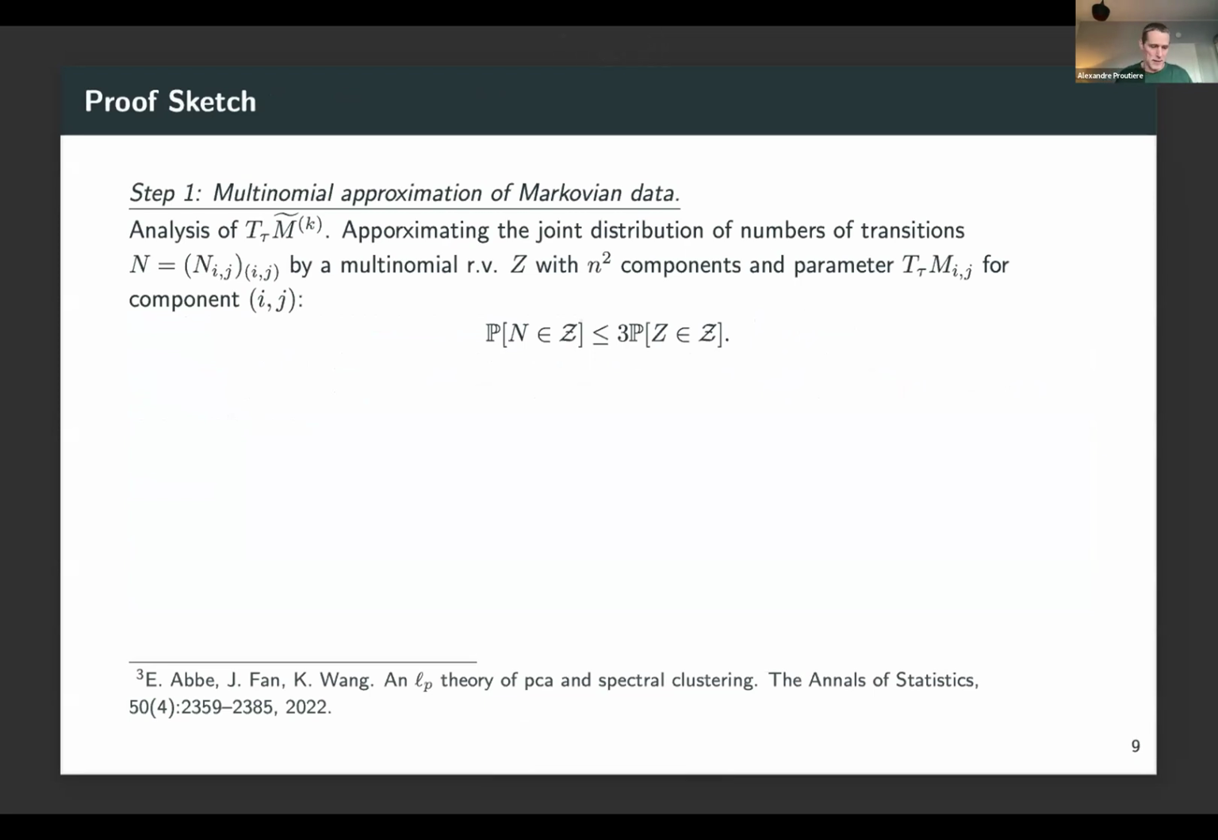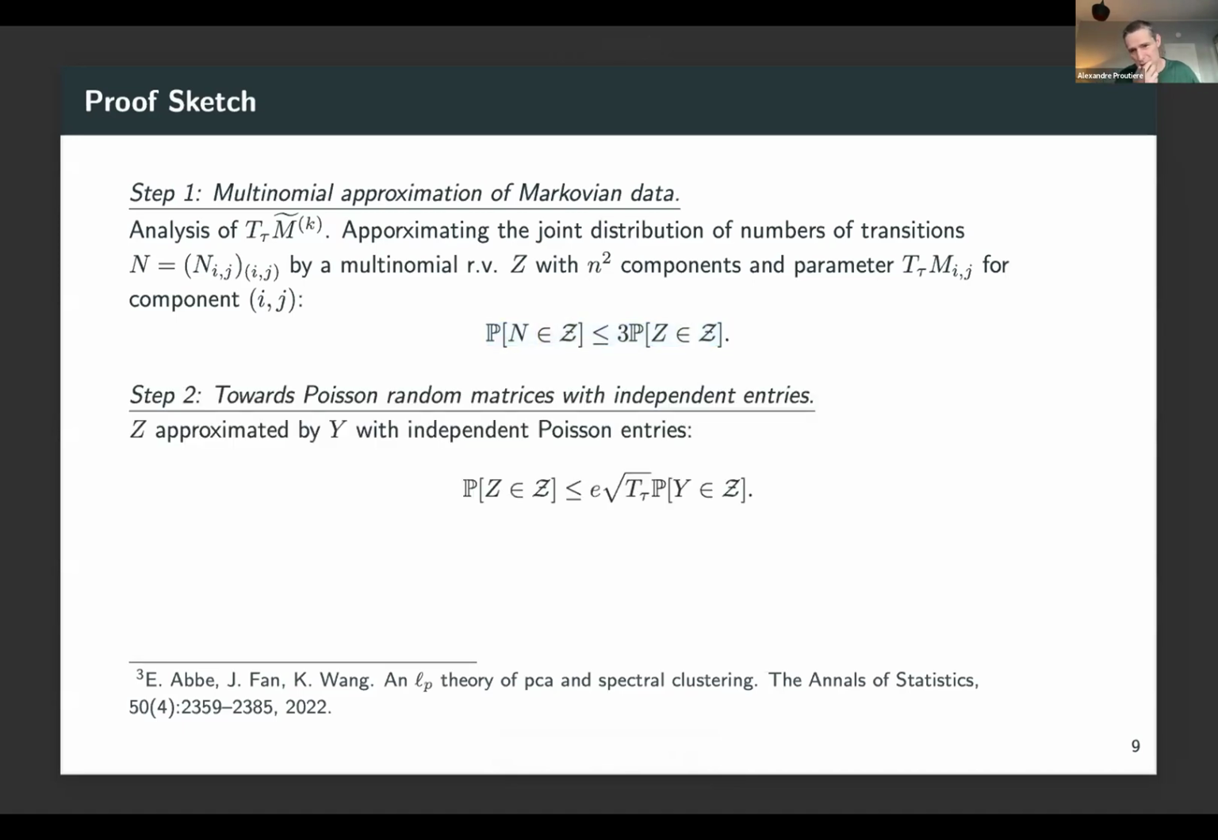Okay, so a sketch of the proof. As I told you, what we do is a series of approximations to kill the correlations in the data. We approximate the joint distribution of the number of transitions by a multinomial distribution Z, and we have some rough comparison of the distribution of Z and the distribution of the observations.